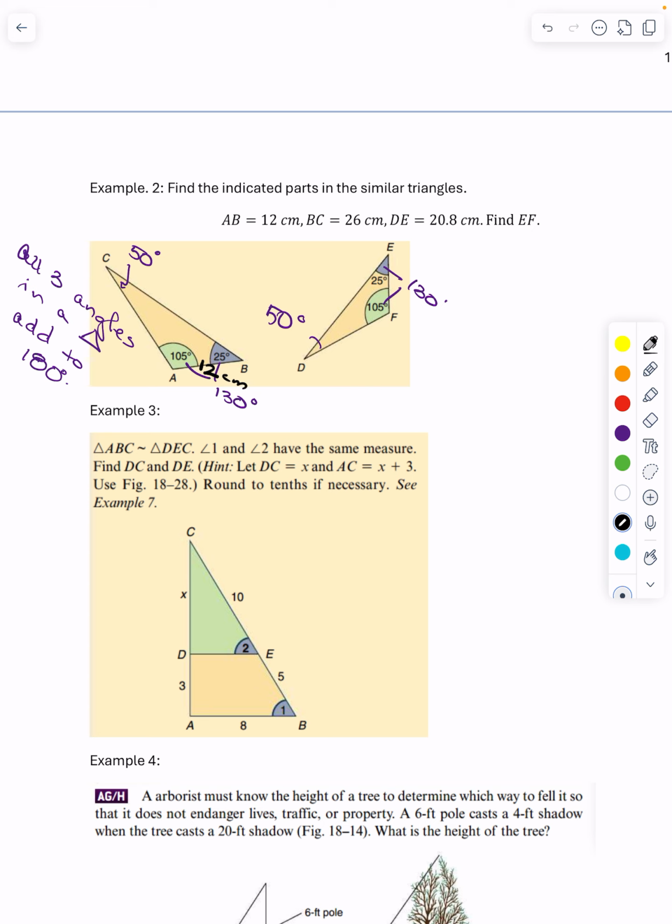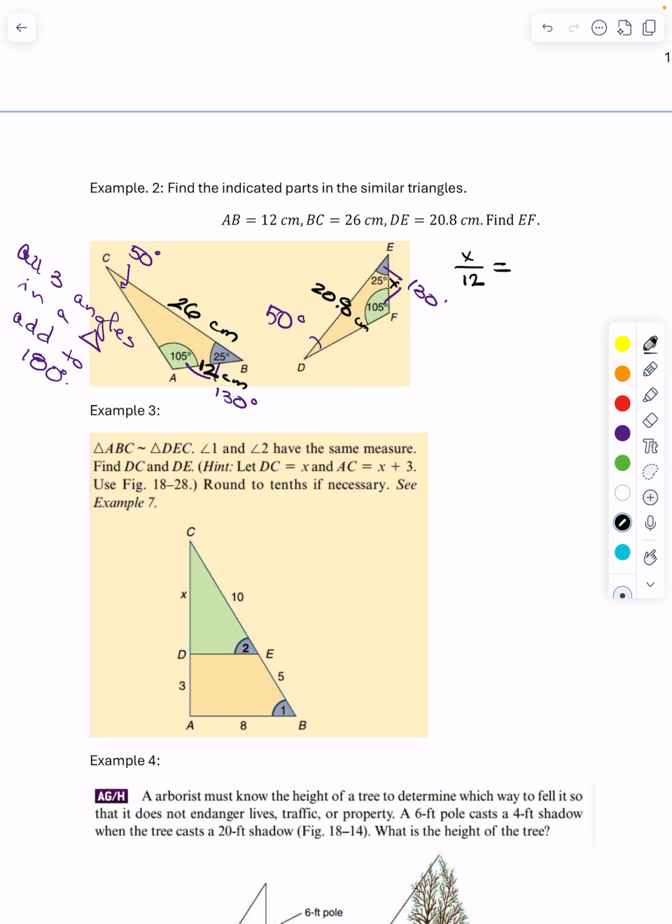BC is 26 centimeters. DE is 20.8. I want EF. This is the one I'm looking for. Okay, so the 12 happens between the 105 and the 25, and the X happens between the 105 and the 25. So I definitely have a relationship between those.